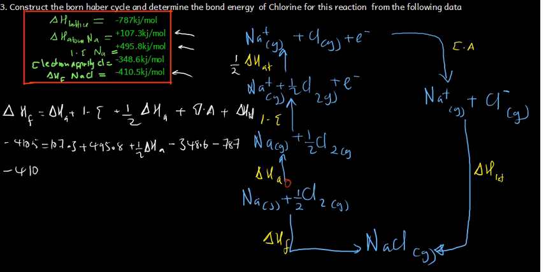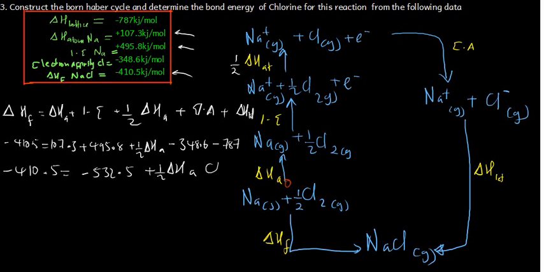Negative 410.5 is equal to 107.5, actually is 0.3, and then plus 495.8, and then the next value is negative 348.6, and then we have got negative 787. So that is giving negative 532.5, and then plus half enthalpy of atomization.